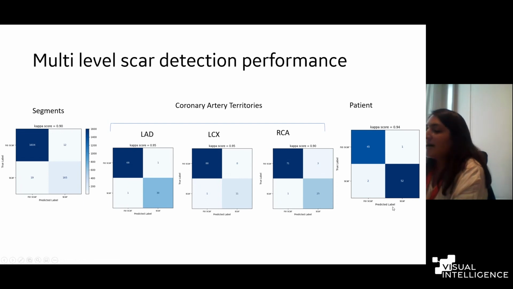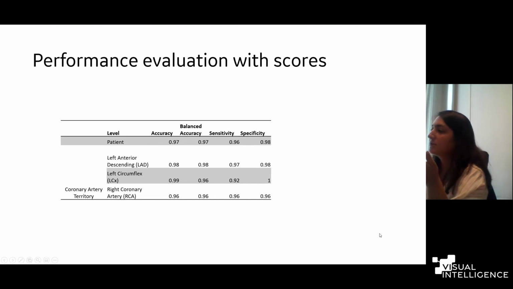And at the patient level, which is the highest level, which we also thought was an important result to show to the doctors, because when you think about it, they would like to know, first of all, which patient to take more into account, or which patient to consider as possibly having scar in their left ventricle segments. So we see that only 3 of the 100 patients were misclassified, and 97 of them were classified correctly. Another way to look at the results is, of course, using the accuracy values, which we see are quite good here at the patient level and coronary artery territories level.